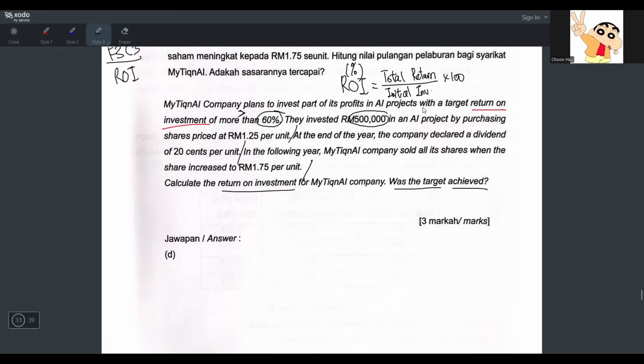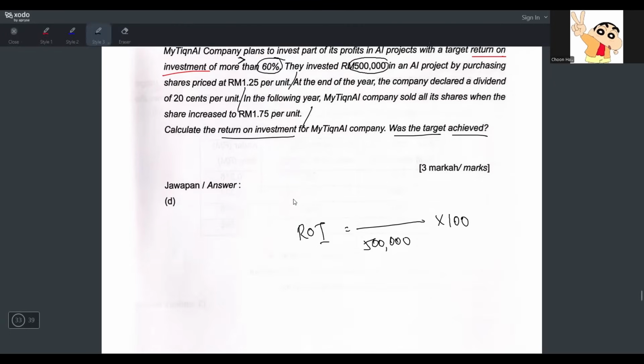The initial investment, I know already. It will definitely be 500,000, because they invested 500,000 at first, right? So the initial will be 500,000 times 100. My job now is to get my total return and then write it up here. But how to find the total return? I will use the space here to explain.